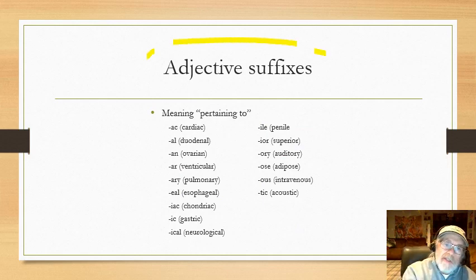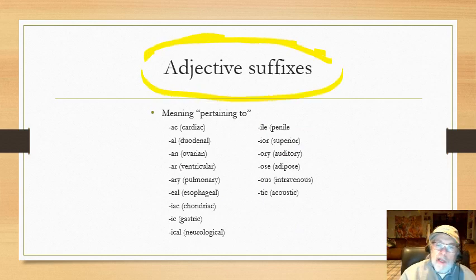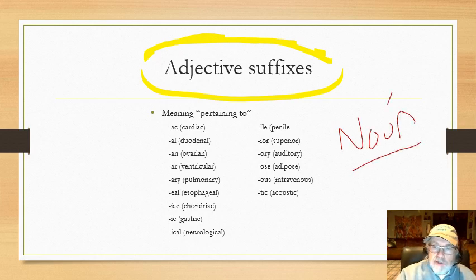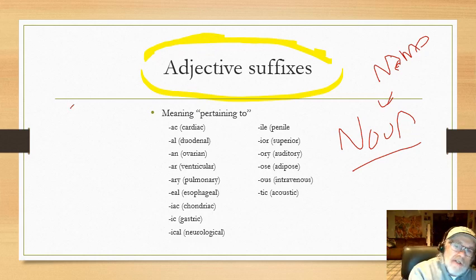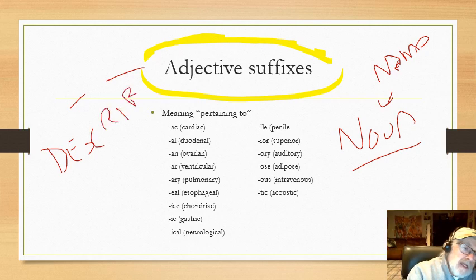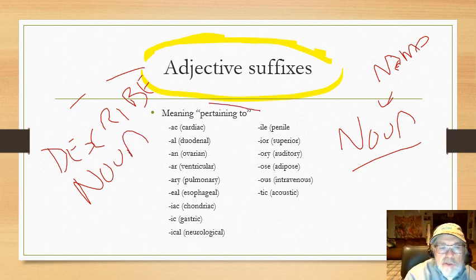Now we have what are called adjective suffixes. When we look at a word, most of these words are going to be nouns or adjectives. A noun is a name: a person, place, or thing. Adjective suffixes are different. Adjectives are things that describe a noun. And again, most of these mean pertaining to.